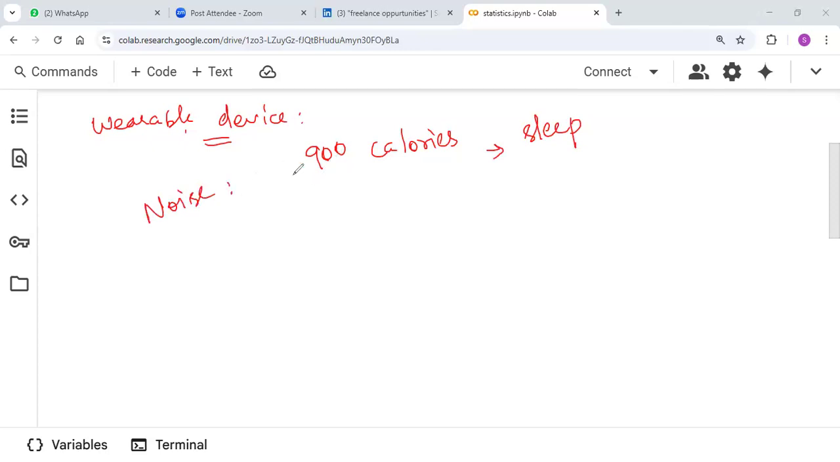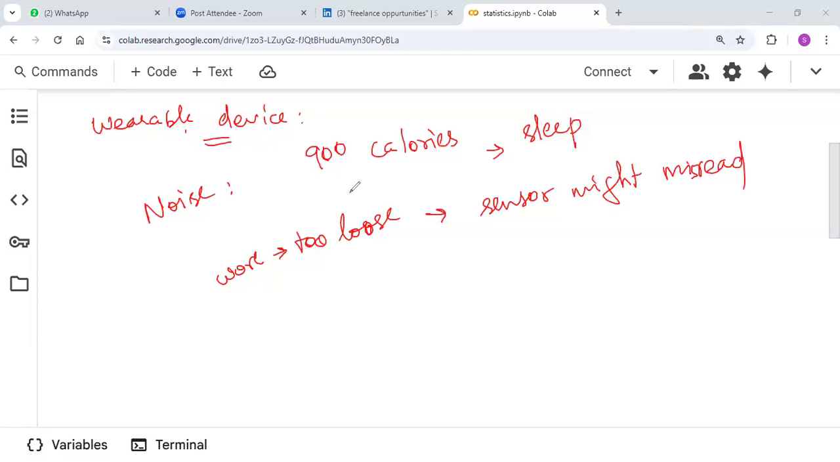This is because the user might accidentally have worn the watch too loose. Due to that, the sensor might misread the data. Misread the data as 900 calories.